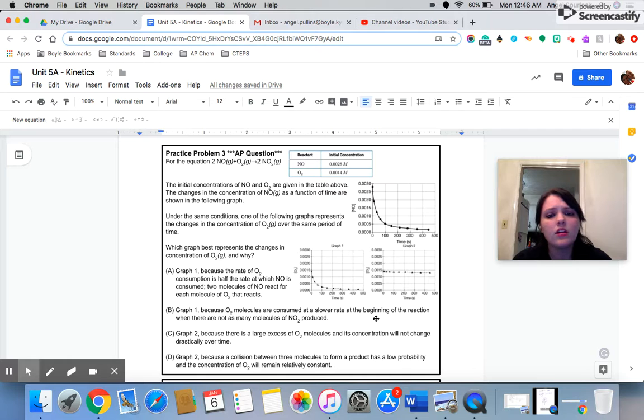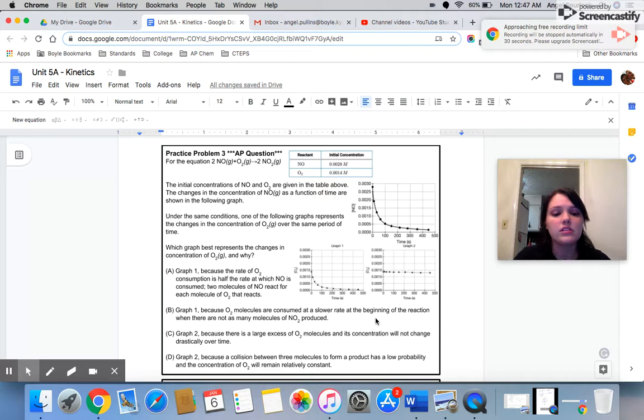If we do the math here, I don't think we're going to end up with a large excess of oxygen. But even if we did, the concentration is going to change drastically over time because that's what the concentration does in a chemical reaction. It starts out high and it drastically changes as we go through. It's going to get smaller. That's what concentration does during a reaction for the reactants.